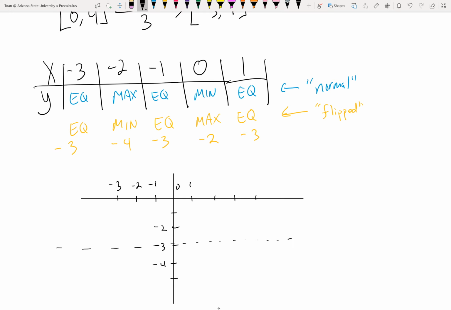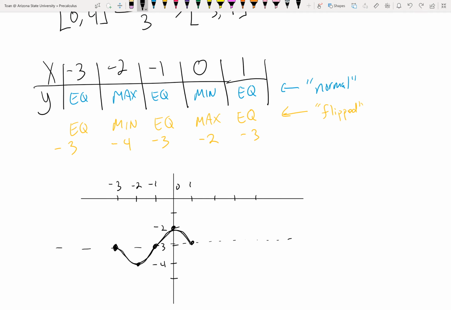And we'll go ahead and draw the pattern. At negative 3, it's equilibrium. At negative 2, it's a minimum. At negative 1, it's an equilibrium. At 0, it's a maximum. At 1, it's an equilibrium. So you can see it is our upside down wave-like pattern. Okay. So that's the only thing that happens when you flip things. When you flip things, the max and min flip-flop.